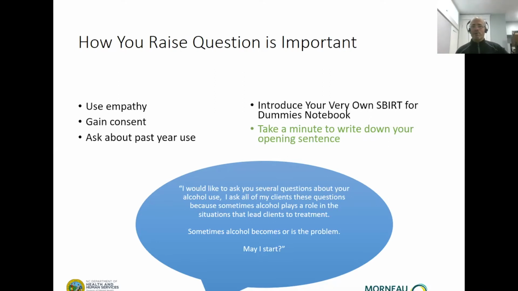That gateway question she positioned as needs to be effective. This is an example of one that's pretty wordy and pretty canned, but it's a good example. It asks, hey, look, I'd like to ask you a few questions about alcohol use. I ask all of my clients these questions because sometimes alcohol plays a role in the situations that lead folks to treatment. Sometimes it can be a problem. Do you mind if I ask you just a few questions?